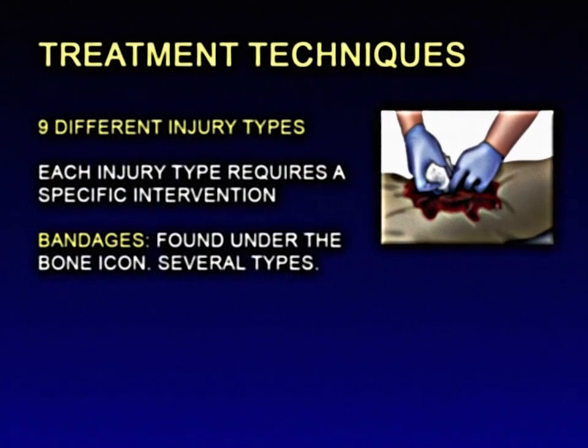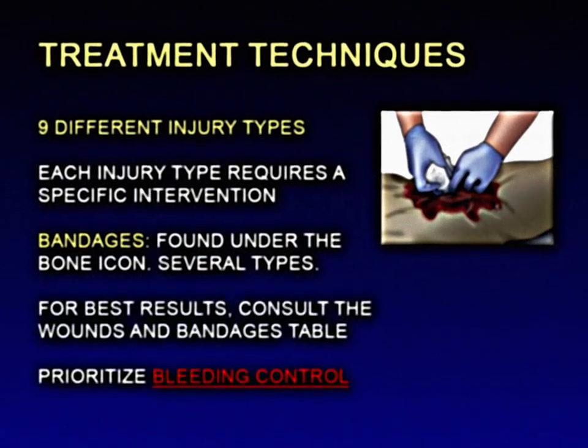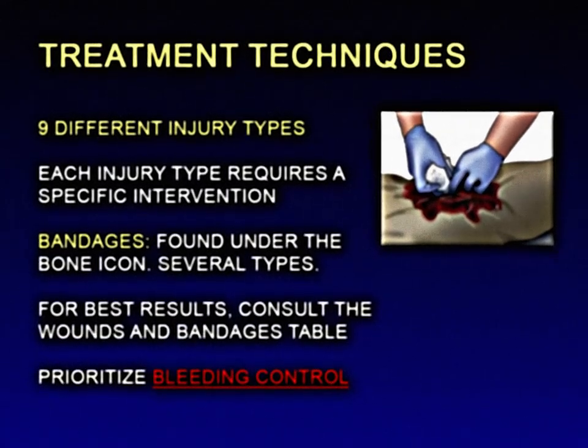They can be found by navigating to the bone icon at the top of the menu and selecting your chosen bandage while the injury is highlighted. For best results, including compatibility information, consult the Wounds and Bandages table, which is available in your supplementary training materials.